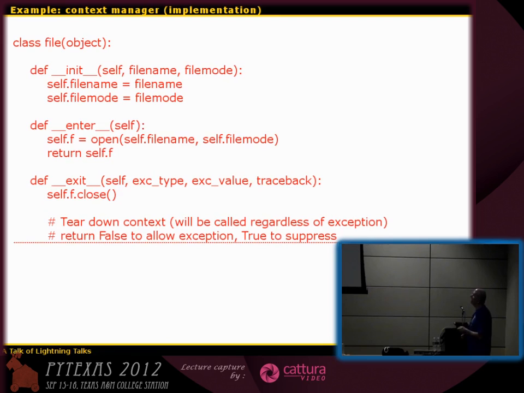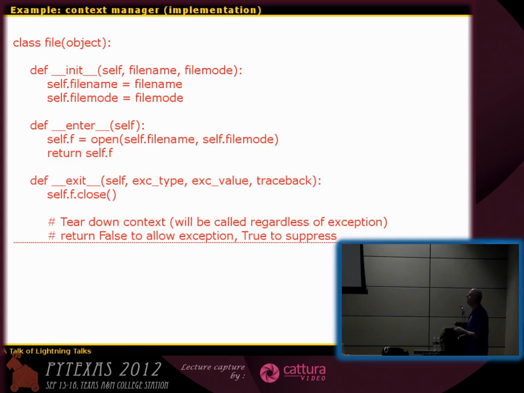Anyway, class file, and so you have the init that simply stores, say, the arguments that we're going to pass in, and then it has the enter method and the exit method for coming into the context and leaving the context. Any class that has those two methods is a context manager. It can have all kinds of other methods, but if it has those two, it's a context manager.